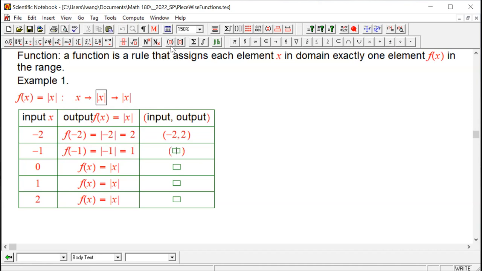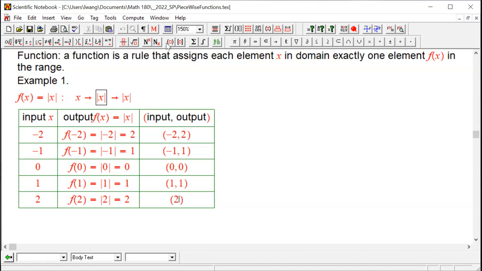When the input is 0, the absolute value of 0 is 0. So when the input is 0, the output is the same as the input. When the input is 1, the output is the absolute value of 1, which equals 1. So when the input is positive, the output is the same as the input. When the input is 2, the output is the absolute value of 2, which is 2, the same as the input.